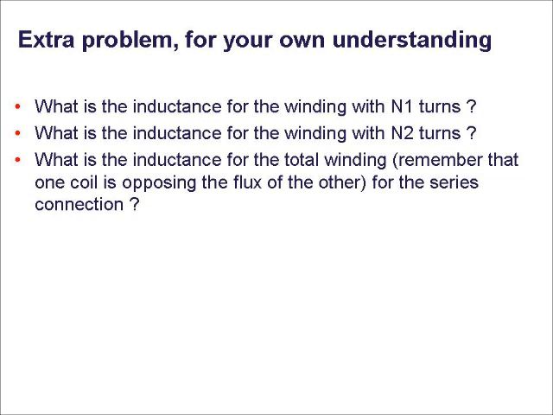Now, if you connect them, the third bullet is: what is the inductance for the total winding? In this particular case, you have to remember that one coil is opposing the flux of the other for the series connection. I didn't add another bullet, but you could also think what happens when you add 2 inductances in series and they are not opposing each other, but helping, with the flux in the same direction. Remember to use your right hand and your thumb. Your thumb goes towards the current, you curl your hand, and you see the direction of the flux. So you know which flux is opposing each other or helping each other.